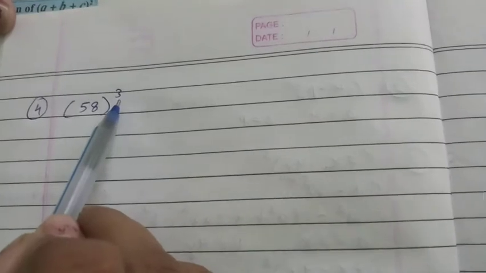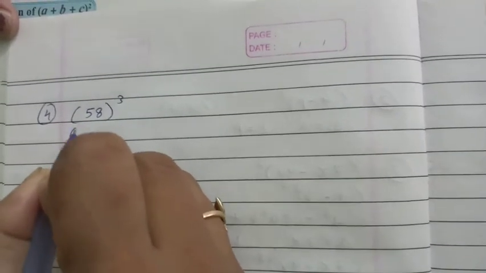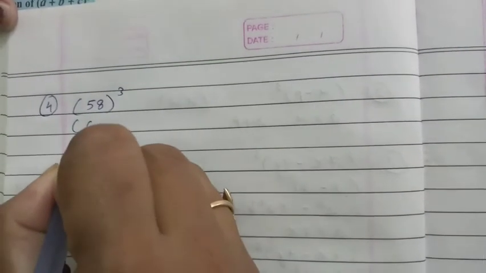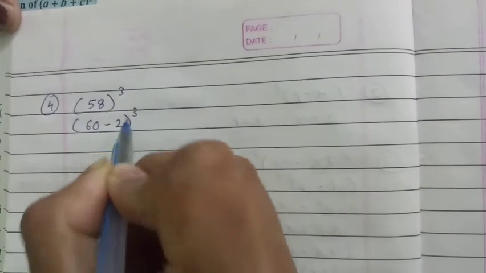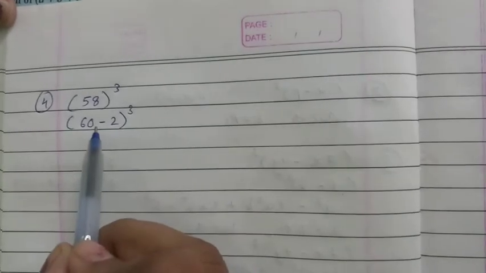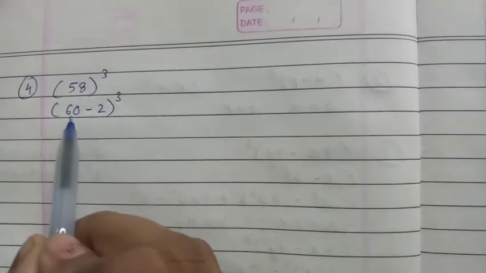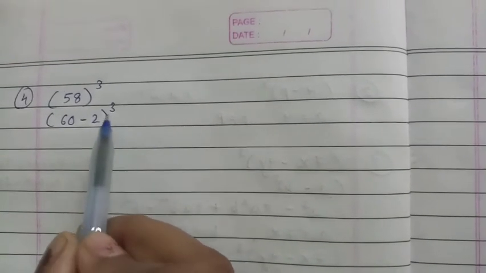Now we will solve the fourth one. The fourth one is 58 whole cube. So we have to break it, we have to split it. Now we are using the formula a minus b whole cube. So we can write 58 as 60 minus 2. So 60 minus 2 whole cube.